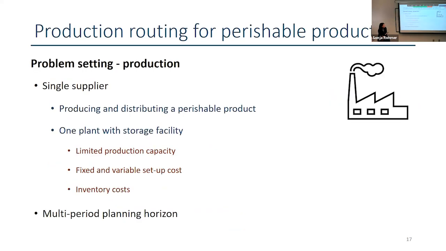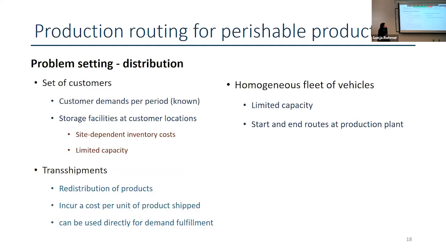So the problem setting here is we have a single supplier which produces and distributes a perishable product. There's one plant with a storage facility. There's a limited production capacity, fixed and variable setup costs, and an inventory cost. So that's all at the production facility. And overall, we consider a multi-period planning horizon for the problem, okay?